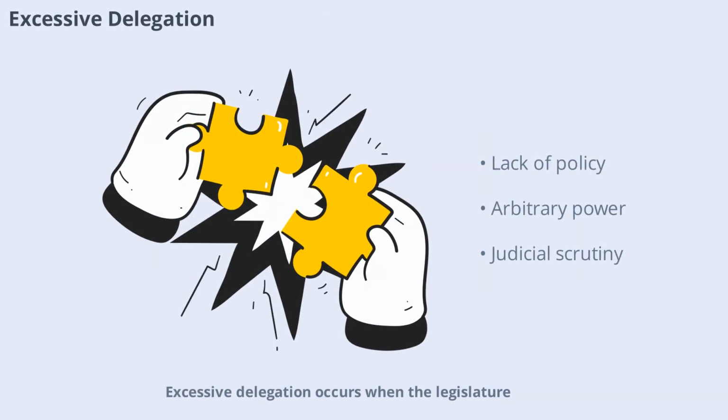Excessive delegation occurs when the legislature fails to set clear policy or standards, or grants arbitrary power to the executive. This undermines the principle of separation of powers and can lead to invalidation of the statute. Courts examine whether the legislature has abdicated its responsibility or provided sufficient guidance for the exercise of delegated powers.